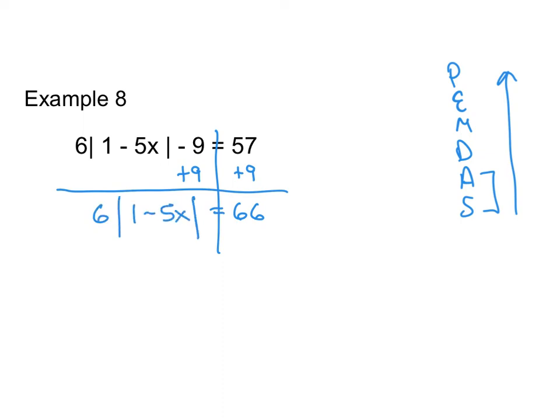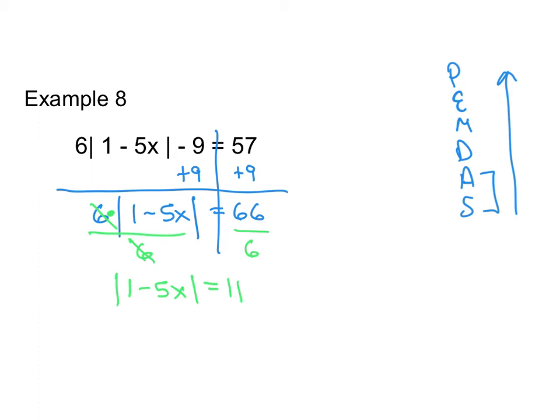Okay, now again, we need to isolate the absolute value. Is the absolute value isolated by itself? It is not. It has the 6 sitting right outside the absolute value. That is multiplication. So how do we get rid of the 6? We're going to divide. 6 divided by 6 leaves 1, or leaves the absolute value just sitting there by itself. 66 divided by 6 is 11.